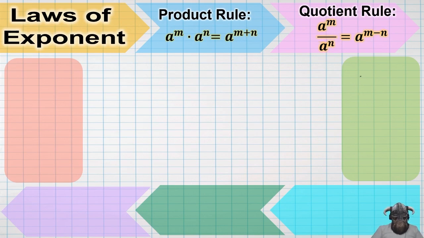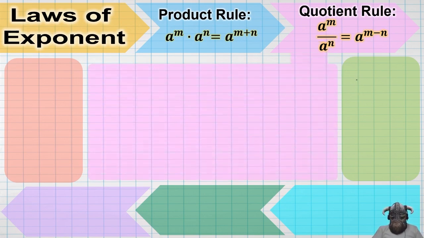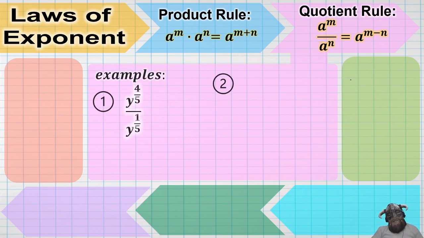Now, how do we apply this having rational exponent? So this will be the following examples. If we have y raised to 4 over 5 all over y raised to 1 over 5. So as you can see, pares yung base nila. So pwede nating isubtract yung exponent nila para ma-simplify. So gagawin natin, let's just copy y and then we subtract 4 over 5 minus 3 over 5.